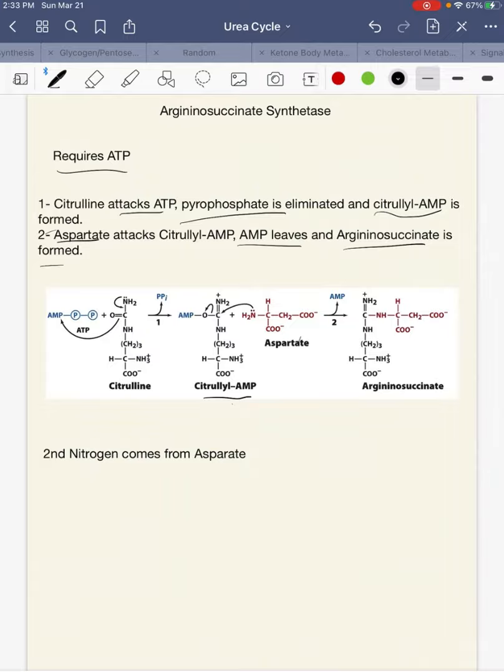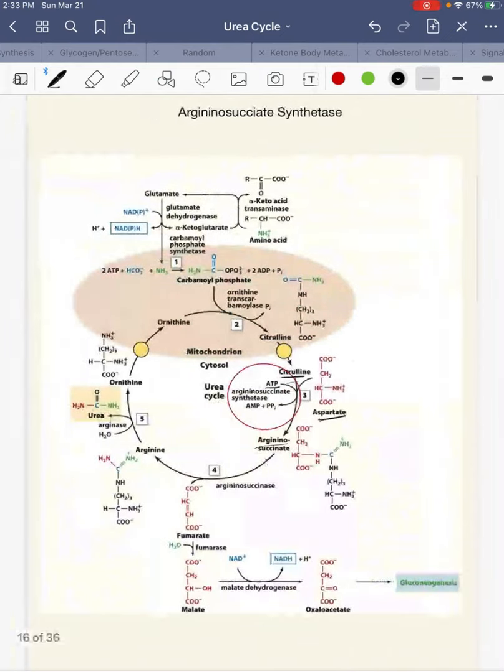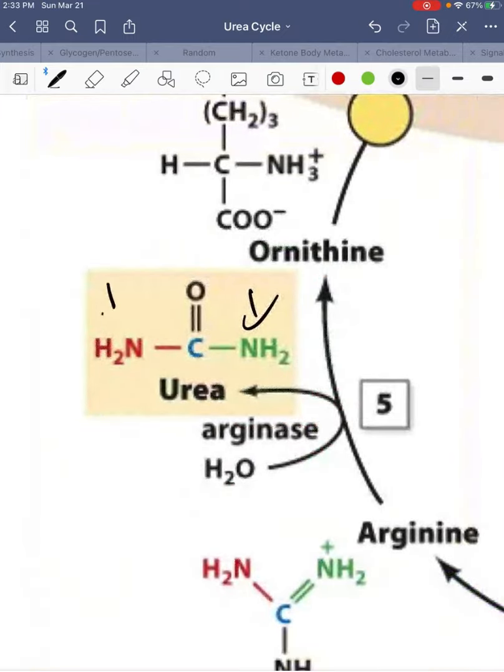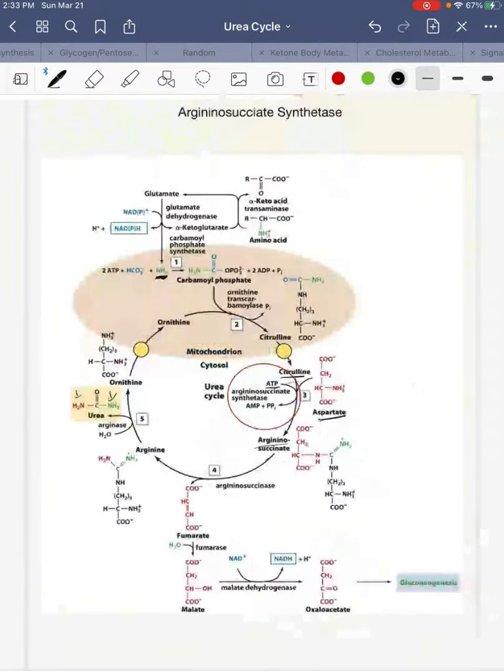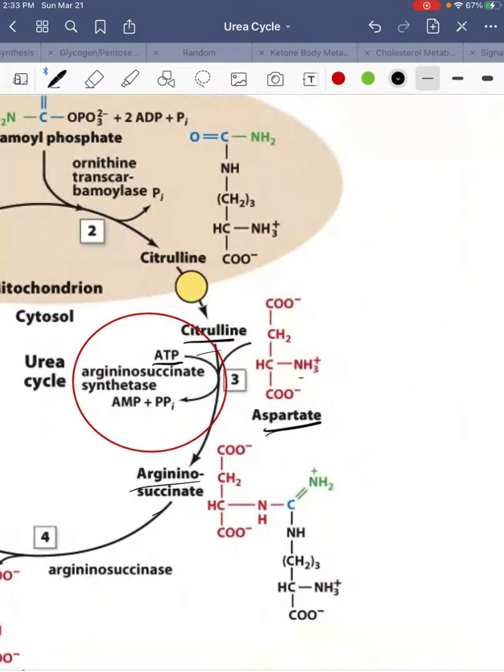Okay, so this is actually where the second nitrogen comes from. It comes from aspartate. So if we go back, we have 1 nitrogen over here that comes from an amino acid, which is down here, the green one in urea. It's this one. Then we also have this nitrogen that appears out of nowhere because urea has two nitrogens. Like this nitrogen comes from here. So if you're asked about where the second nitrogen comes from, it comes from aspartate in the argininosuccinate synthesis reaction.